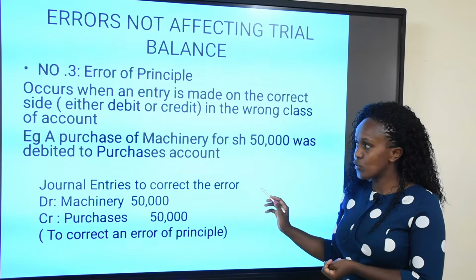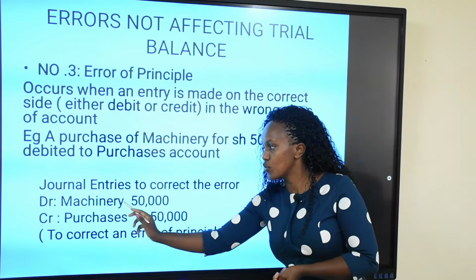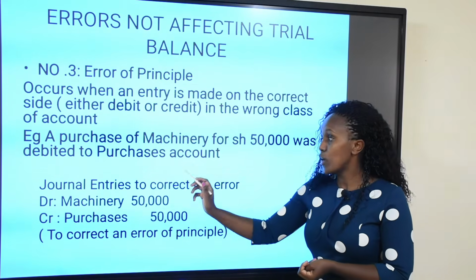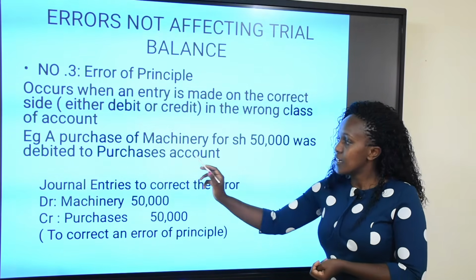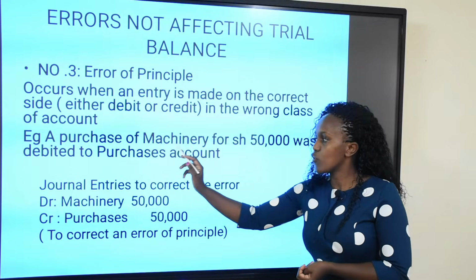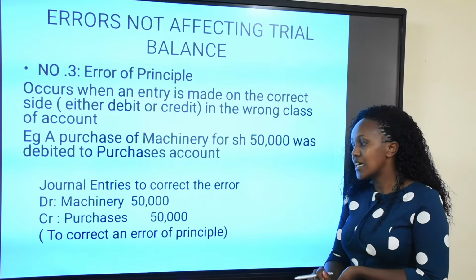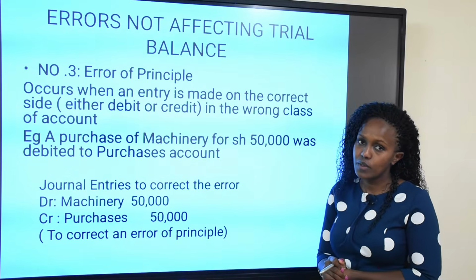So I repeat, we are going to start by doing the right thing. The right thing was to debit machinery. That is what we are going to do, debit machinery. Then we are going to correct the error. In purchases, it is wrongly debited, therefore we are going to credit. So we are going to credit purchases to correct that error of principle.